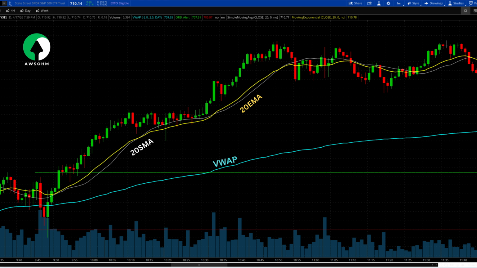Why it works: moving averages track trend. VWAP tracks institutional positioning. Confluence strengthens support levels. Best use: intraday trending stocks with high volume.